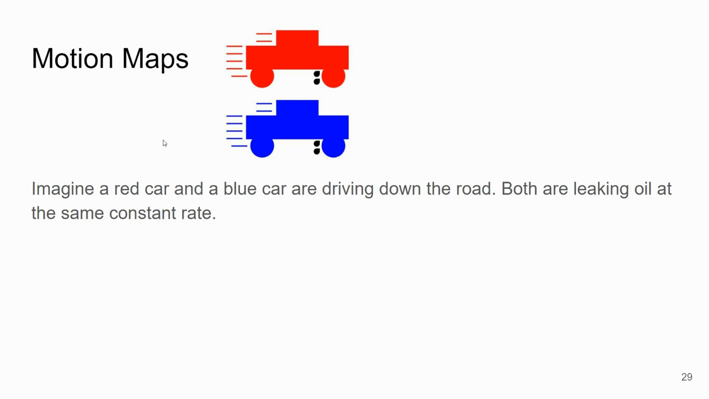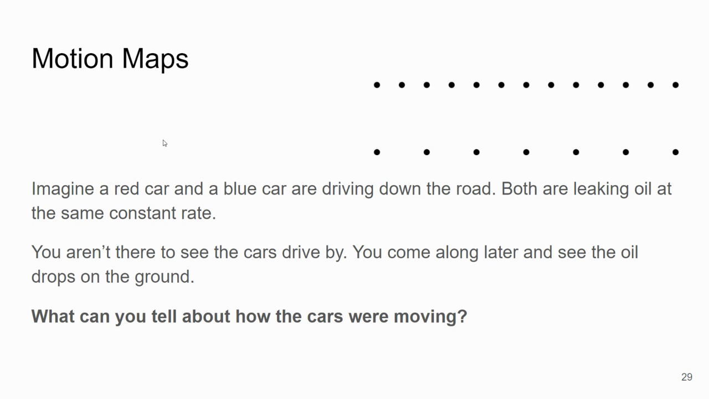So the thing is, the cars went left to right, but you weren't actually there to see them. So you didn't see the cars moving by. You came by later, and you saw the oil drops on the road. So by looking at these oil drops, can you figure out how are the cars moving? And the red car is this one on the top, the blue car is here on the bottom.